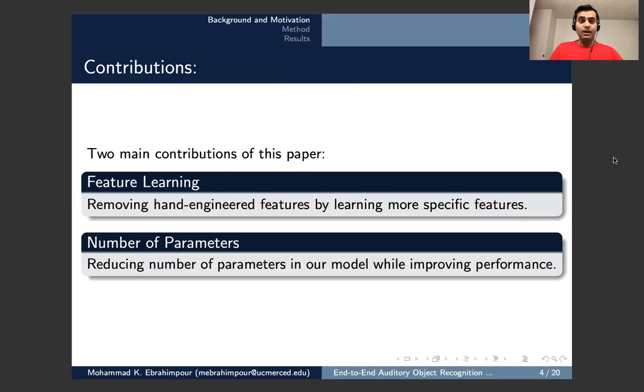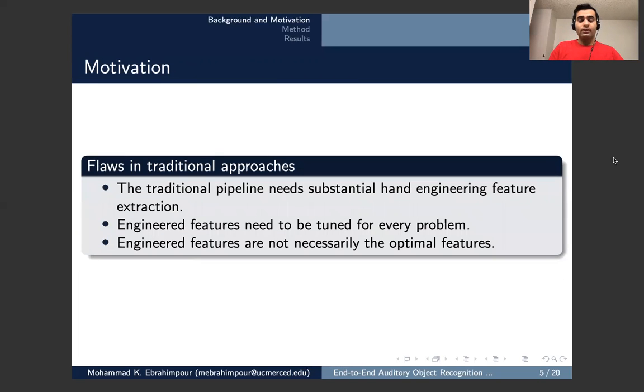classification techniques. So what's wrong with the traditional auditory object recognition models? Basically, the traditional models are in need of substantial hand engineered feature extraction. And those engineered features need to be tuned for every single problem. And engineered features are not necessarily the optimal features that we want to use.